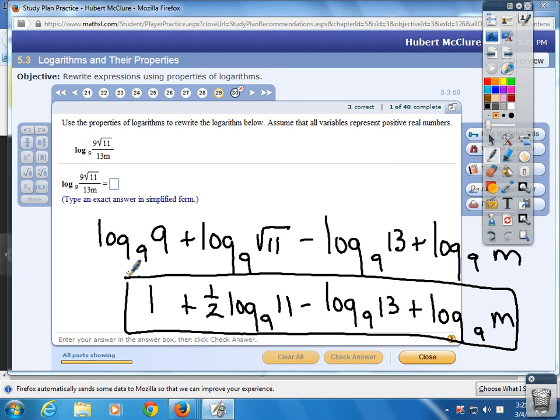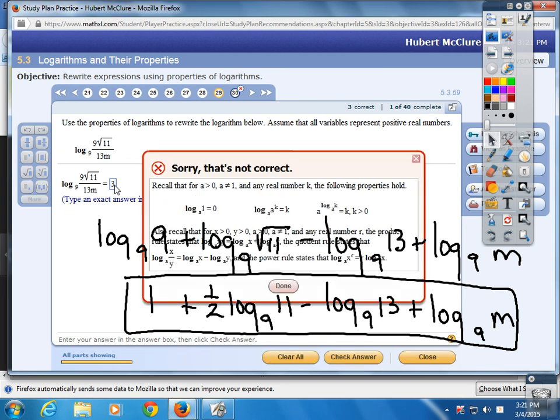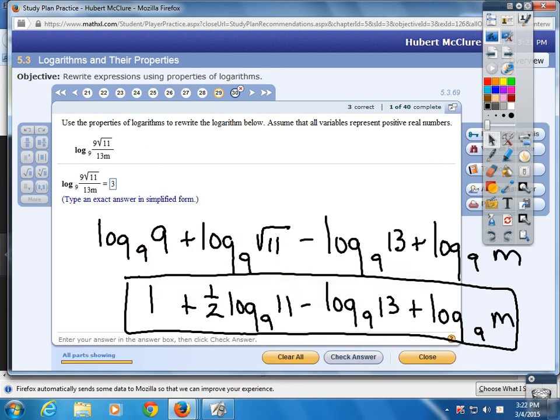I'm not typing all that in. I'm just going to type in 3. Get the wrong answer. Okay, go away. My mouse is not working. That 1 plus 1/2. Look at there. We got it right, y'all. We feel good about ourselves.